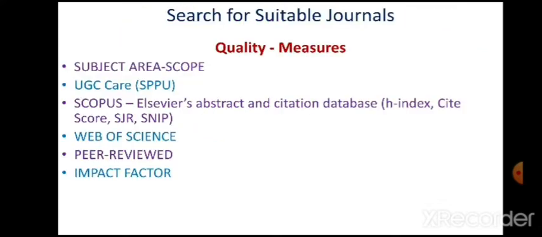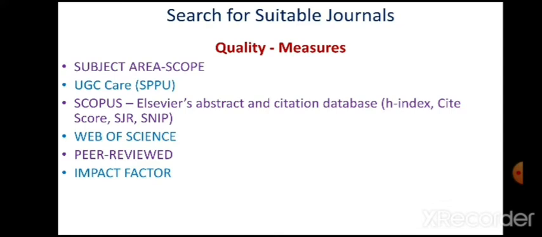Then the next question arises: how to search for suitable journals. It is not that you are referring to a single journal. There are many journals which may be available on a particular subject area. So you need to refer to several journals, several publications which are published in several journals having different impacts. So how to search for a suitable journal for referencing?